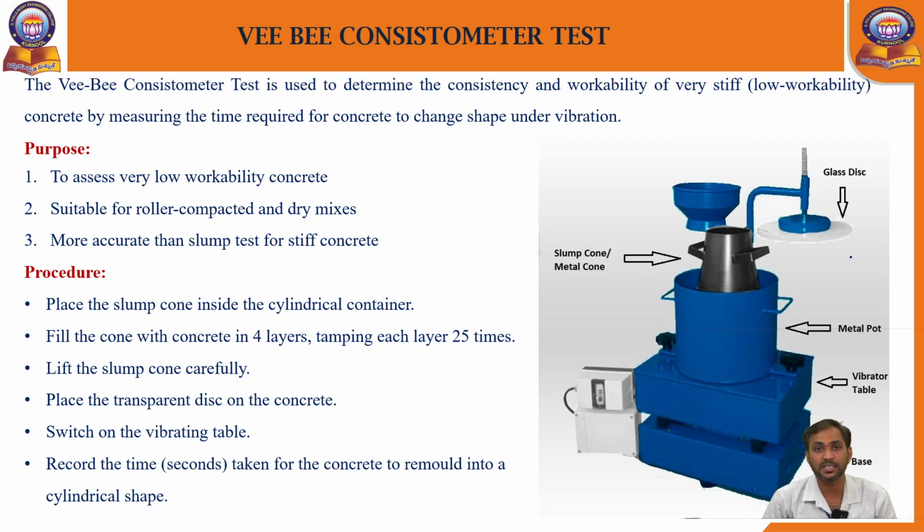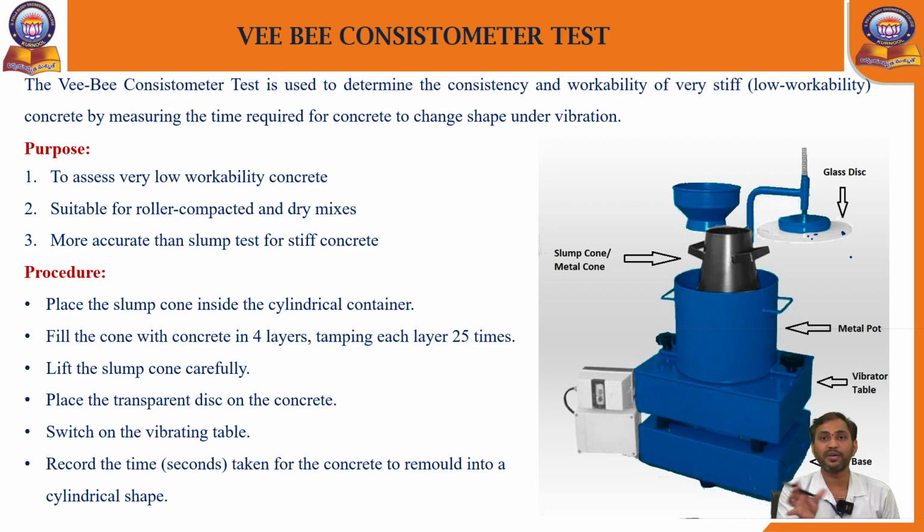Procedure: first, place the slump cone inside the cylindrical container. This is a cylindrical container. Fill the concrete in 3 or 4 layers with 25 times tamping of each layer. Next, lift the cone carefully. Then place the transparent disc. This is a transparent disc. Place it on the surface of the concrete and switch on the machine.